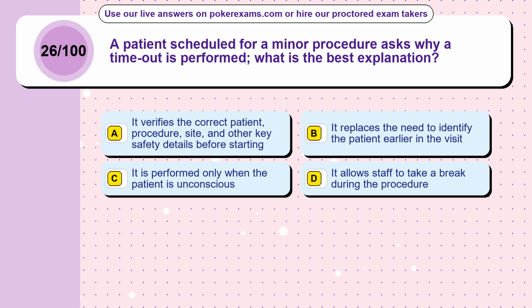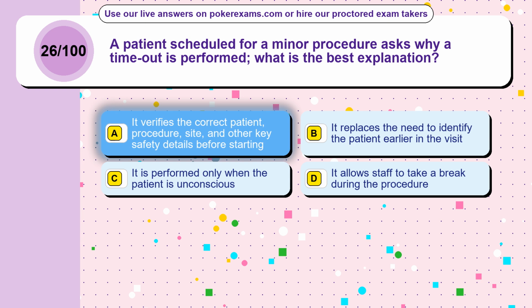Question 26. A patient scheduled for a minor procedure asks why a timeout is performed. What is the best explanation? Option A. It verifies the correct patient, procedure, site, and other key safety details before starting. Option B. It replaces the need to identify the patient earlier in the visit. Option C. It is performed only when the patient is unconscious. Option D. It allows staff to take a break during the procedure.